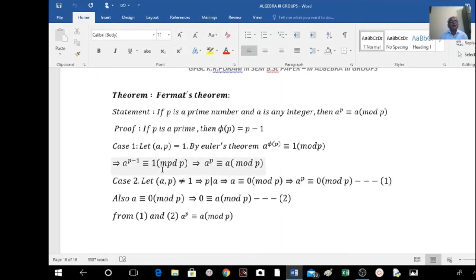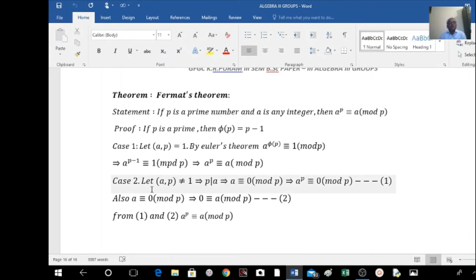Now for a congruence relation we can multiply by the same quantity on both sides. I will multiply by a here. The left hand side becomes a to the power of p. The right hand side becomes 1 into a, that is a mod p. So a to the power of p minus 1 into a gives a raised to p, and 1 into a is equal to a. So a raised to p is congruent to a mod p. So in this first case, we have proved this result.